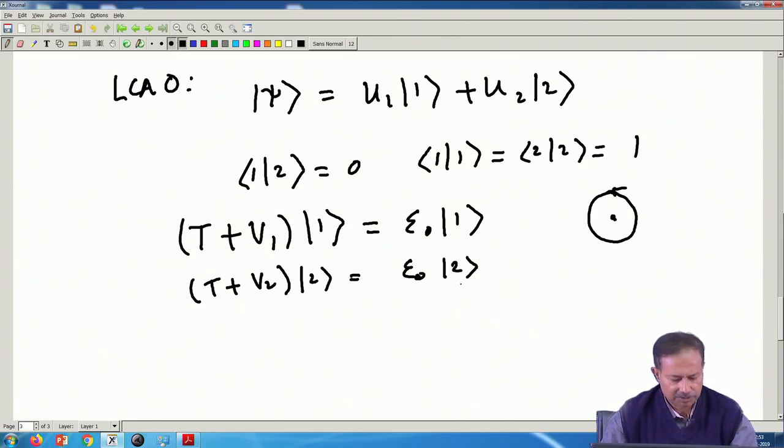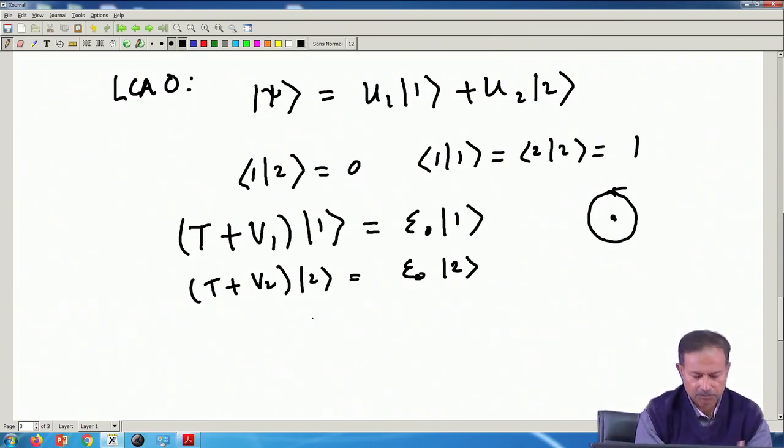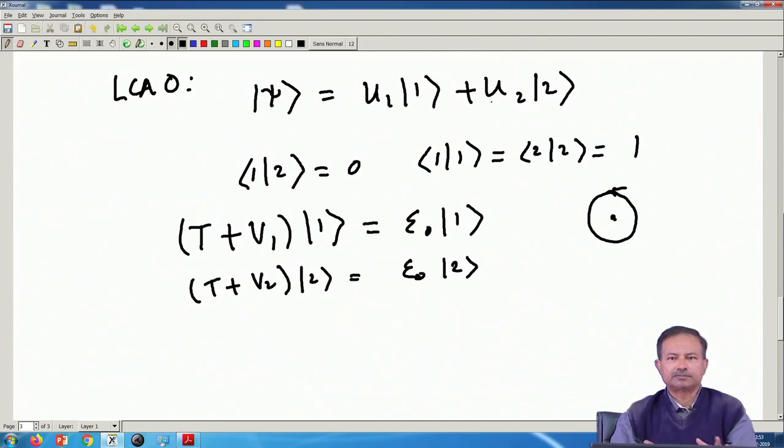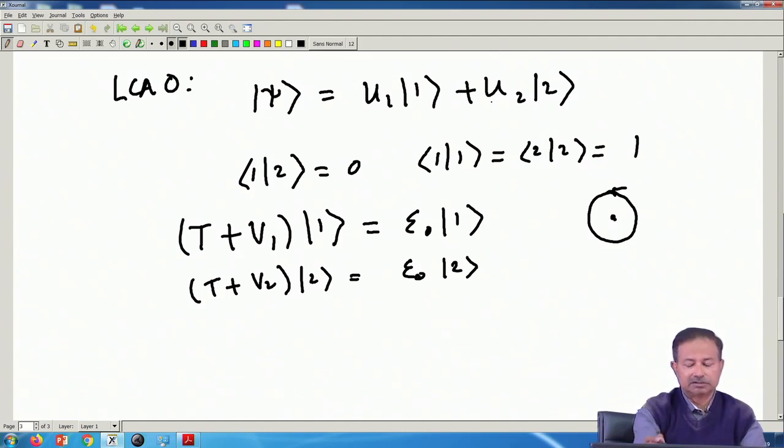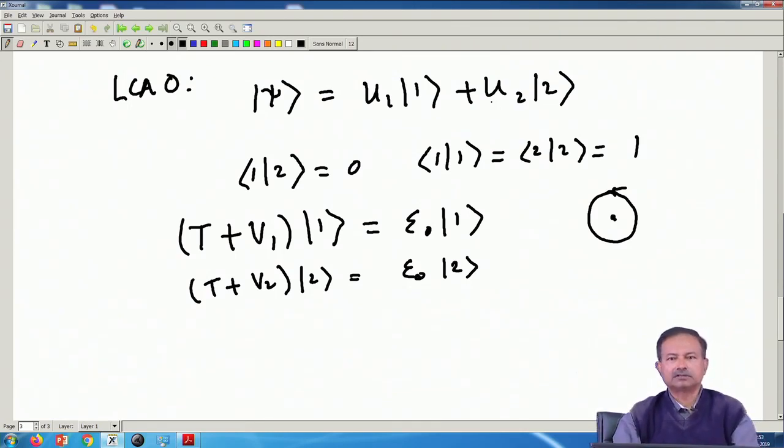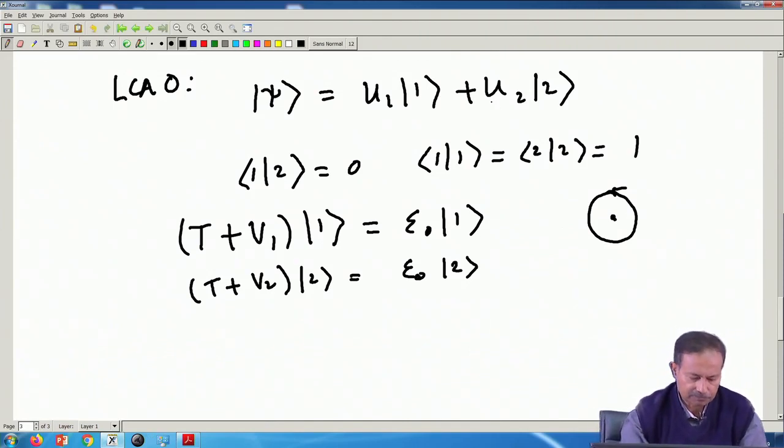So, let us now do a calculation where we will see how to calculate the energy of this, and how do we calculate U 1 and U 2 for the best possible solution. So, we want to minimize the energy, and of course, the Hamiltonian matrix is the one that we need to find out, and it is a matrix now because there are two wave functions, and we have to diagonalize this problem in the space of these two bases 1 and 2, and find out the weights U 1 and U 2.